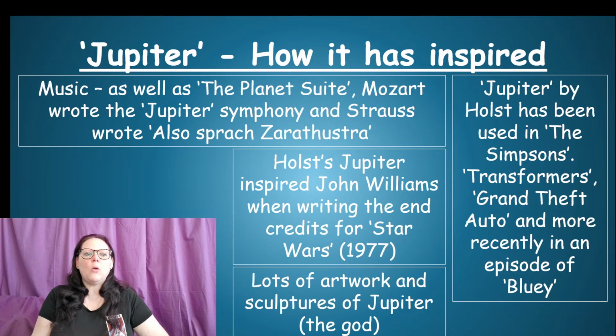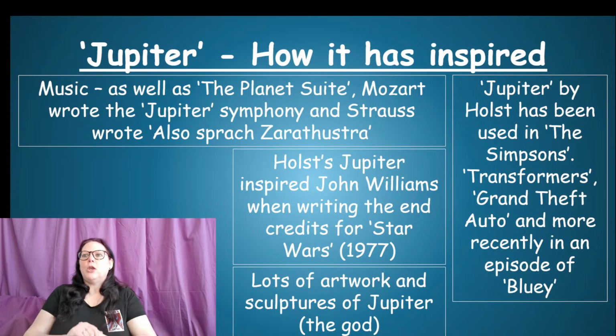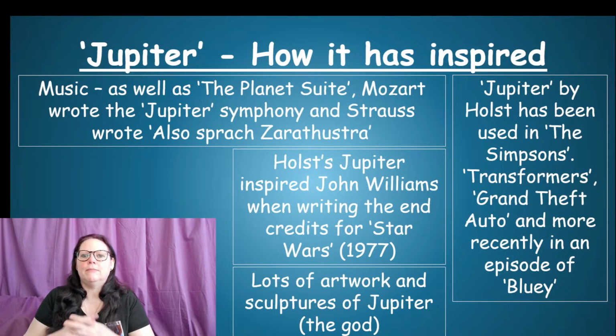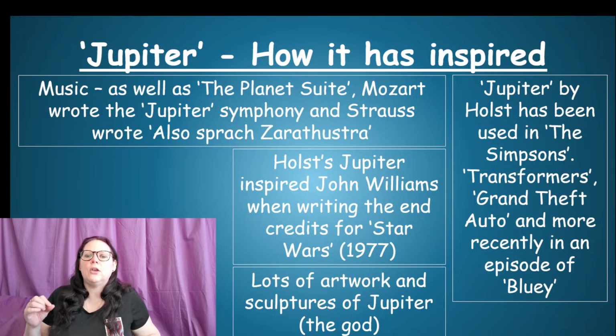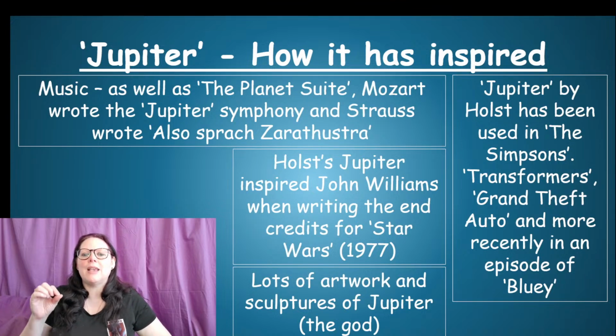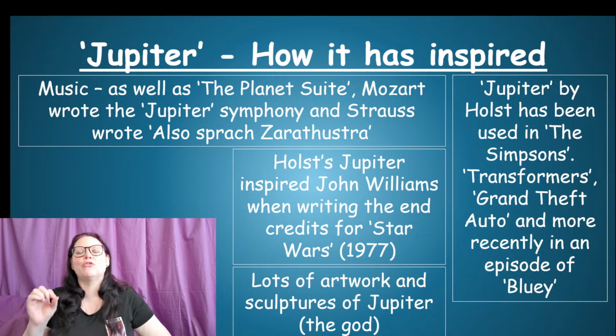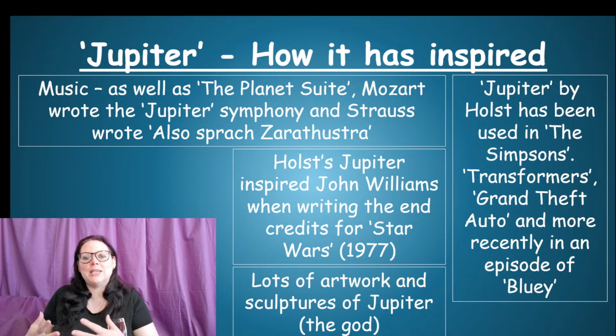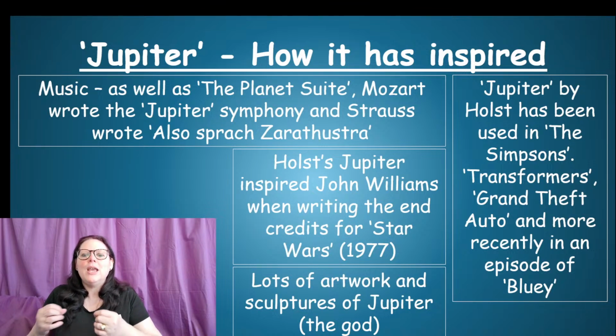So, how has Jupiter influenced other things? So, we've got music. If we think about the Planets Suite, obviously Holst has written about Jupiter, but there are other pieces of music out there that have been written about Jupiter. Mozart wrote the Jupiter Symphony. And then you've got, and I can never pronounce this correctly, Strauss's Also sprach Zarathustra. Zarathustra, that's it. That is a piece of music that has been inspired by Jupiter. So there's music out there other than Holst.